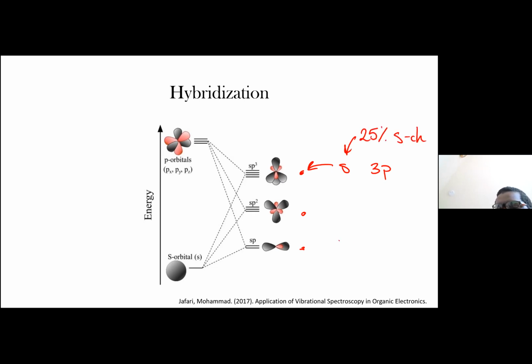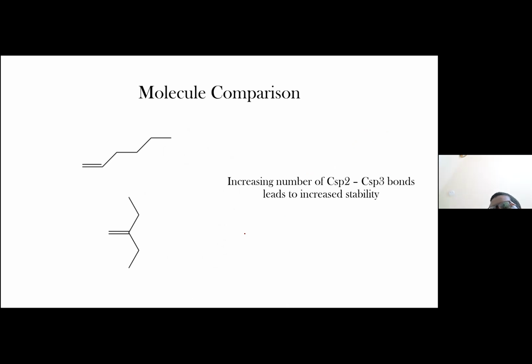all the way up to sp, which is one s and one p, which means you have 50% s character. If you notice the energy differences, the more s character you have, the more your s percentage increases, the lower in energy the bonds are going to be, and the lower in energy that molecule is going to be. Let's see how that relates to the idea that adding more alkyl groups increases our stability. What we've noticed is that increasing numbers of Csp2-Csp3 bonds leads to increased stability. Let's break that down a bit more.